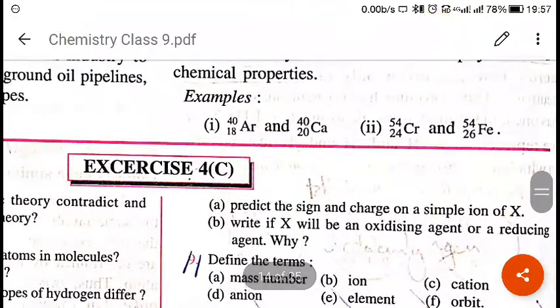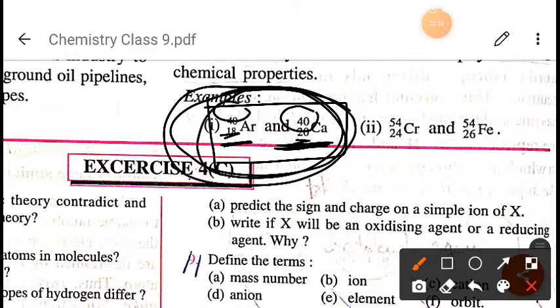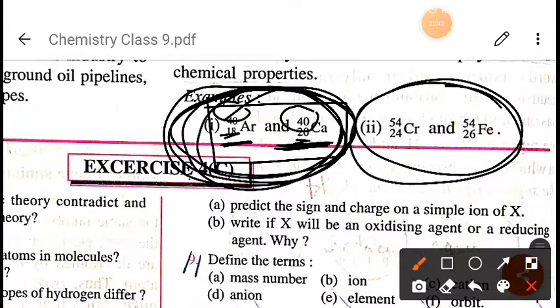One is Ar-40, argon 18-40, and calcium 20-40. Both have the same mass number, 40 and 40, but their atomic numbers are different. So this type of elements are called isobars. Similarly, chromium and iron both have the same mass number, 54 and 54, but the atomic numbers are different, 24 and 26. So these are isobars of each other.